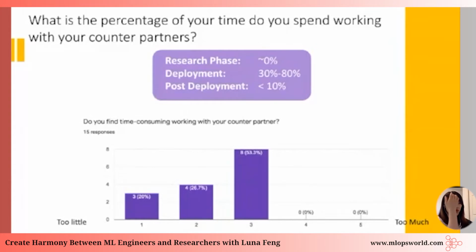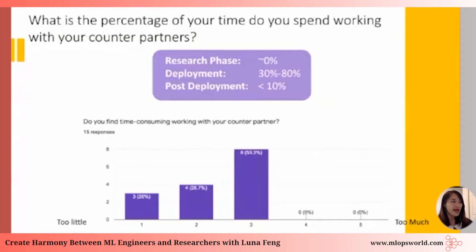In terms of whether people find working with their counterparts time consuming, around 47% of responses are on the low end of the scale, meaning they don't think it's time consuming, and around 53% of team members stand in the middle. So this means we are not doing badly, but there's still room for improvement.